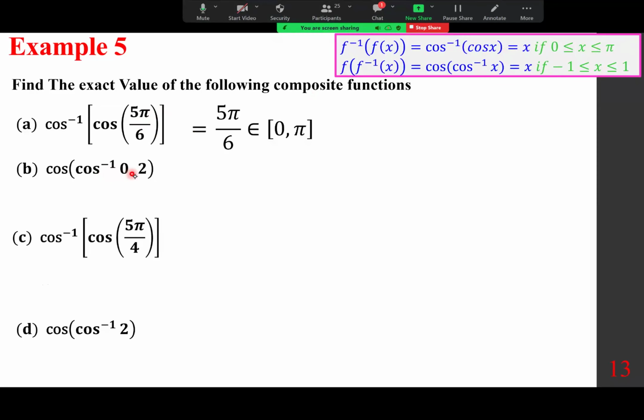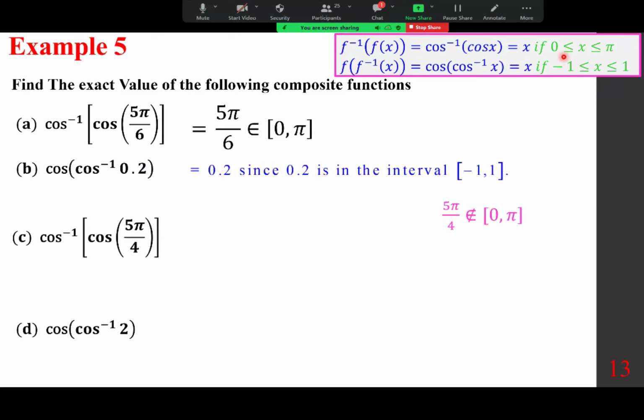Cosine inverse of 0.2 over here. The choice is between negative 1 and 1. If this number is between negative 1 and 1, the answer is itself. And yes, it is. You don't have to do anything. So you really should know the concept.